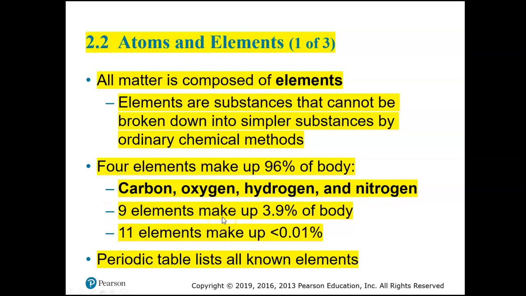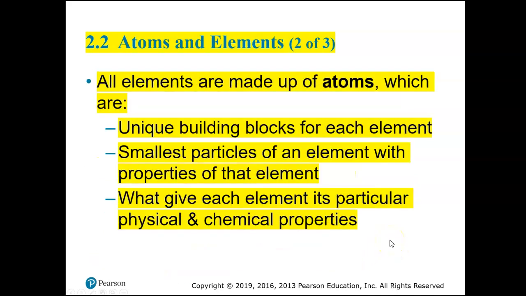There are 9 elements that make up 3.9% of the body, which is the rest of almost the other 4%, besides carbon, oxygen, hydrogen, and nitrogen. And there are 11 that make up less than 0.01%. The periodic table lists all the known elements, but we don't have to learn the whole periodic table in any of our biology classes, including this one. We just really need to know chemistry that applies to what we are learning, what we are doing.